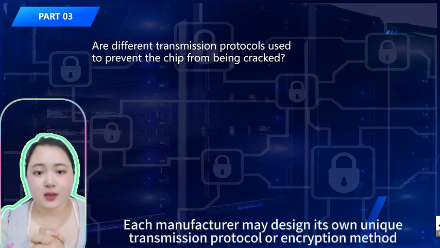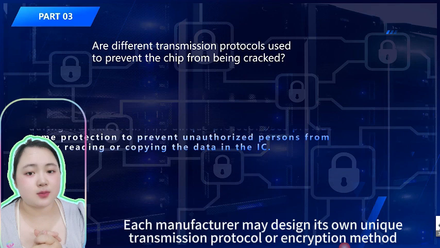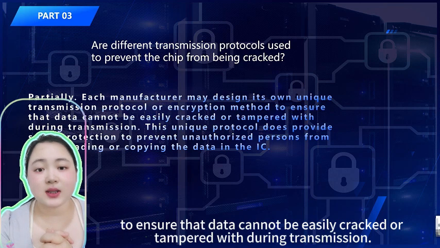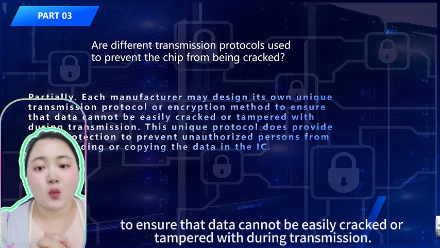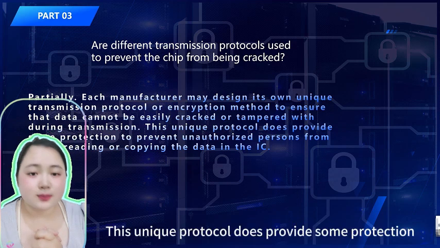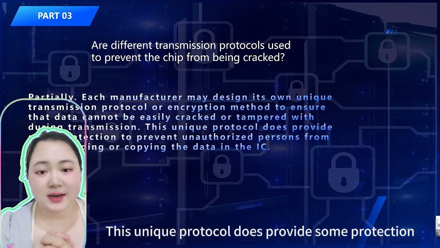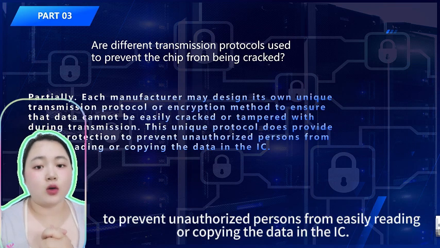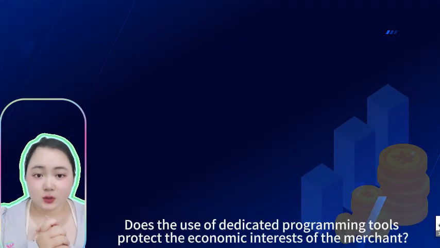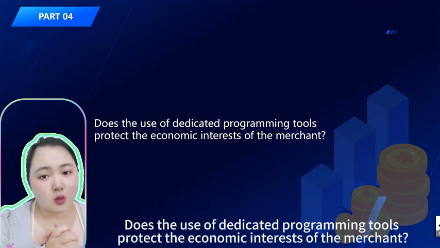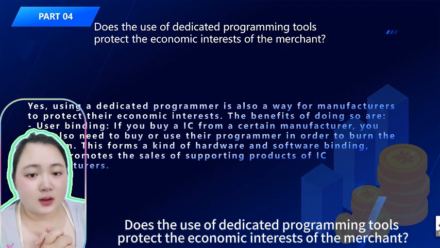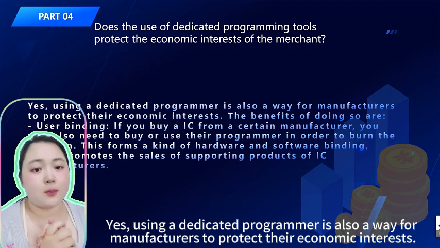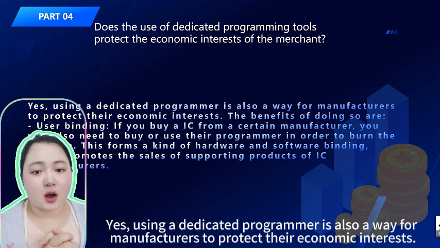Are different transmission protocols used to prevent the IC from being cracked? Each manufacturer may design its own unique transmission protocol or encryption method to ensure that data cannot be easily cracked or tampered with during transmission. This unique protocol does provide some protection to prevent unauthorized persons from easily reading or copying the data in the IC. Thus, the use of dedicated programming tools protects the economic interest of the manufacturer. Using a dedicated programmer is also a way for manufacturers to protect their economic interest.